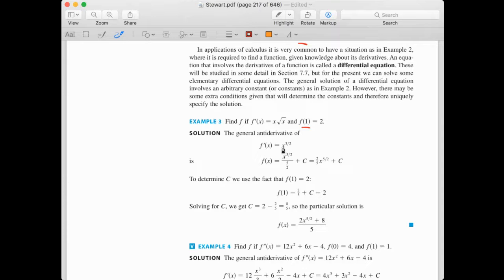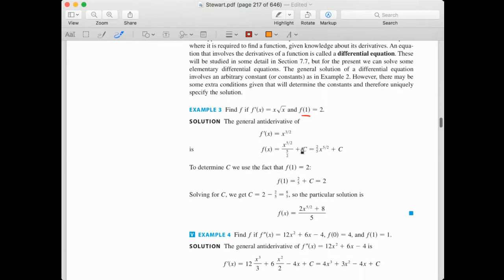So first, the function we can write as x raised to 3 halves. Then we apply the power rule. We add 1 to the exponent. It becomes 5 over 2. Then we divide by 5 over 2. Dividing by 5 over 2 is the same as multiplying by 2 over 5, right? Multiply by its inverse. So we have 2 over 5 x raised to 5 over 2 plus c.